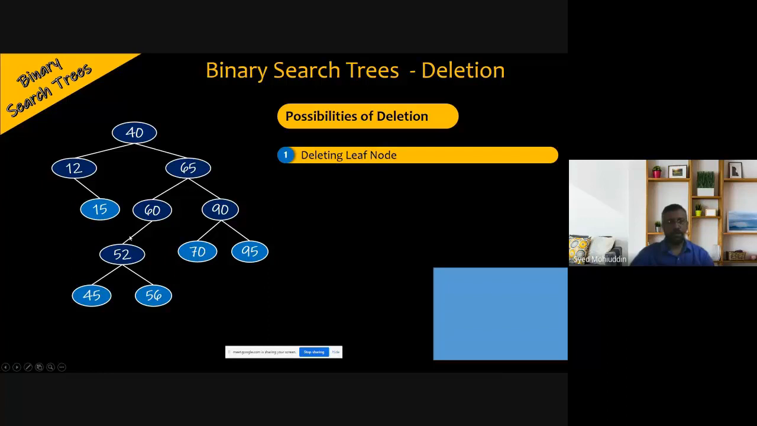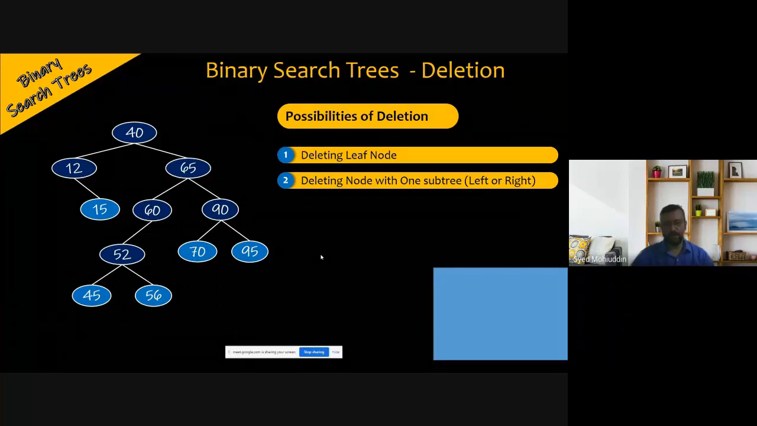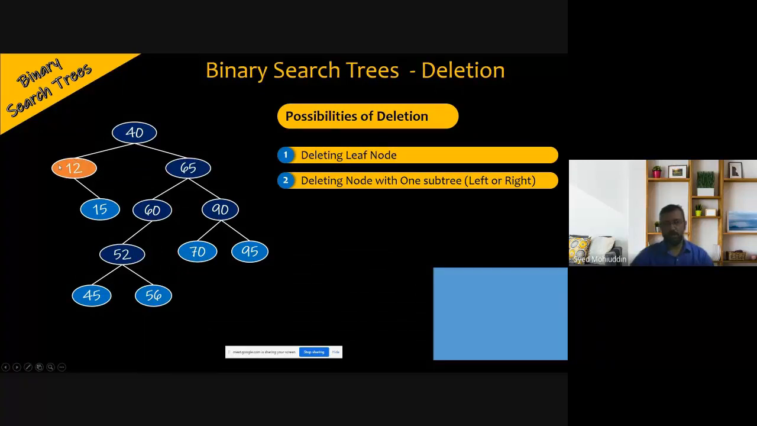Now what we need to do is, for example, if we are trying to delete 15, 15 is the right child of node 12. So we simply have to make the reference of the right child null in node 12. So 15 gets deleted. Now there is another possibility, that the node we are trying to delete will have one child, left or right, or one subtree, left or right. For example, if you take node 12 and try to delete it, node 12 has a right child.